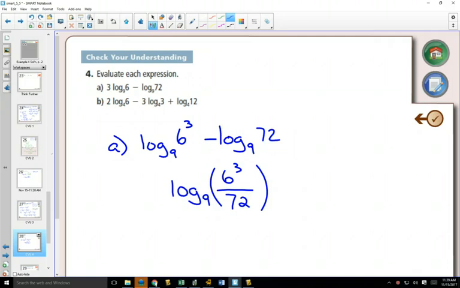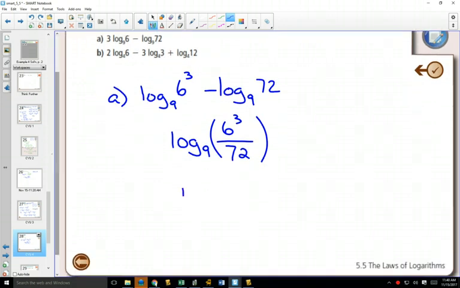Now this is a non-calculator question, and there's two ways you could go about this. You could say, well, I know 6 cubed from my powers chart is 216, and then I have 216 over 72, and I just reduce that fraction and simplify it as much as I can. Now that would deal with bigger numbers. There are some strategies where you can use factors to make your life easier.